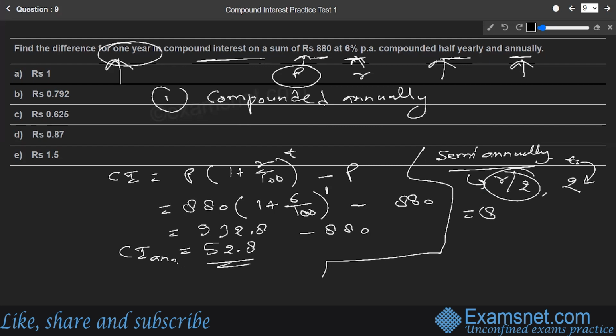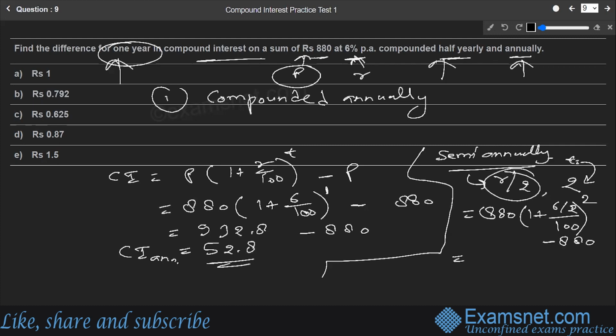Principal value is 880 again. 1 plus rate will be halved. Initially the rate was 6%. For half yearly it will be 6 by 2, that is 3 will be taken, divided by 100 and power will be 2, as explained for the power situation, and minus principal, that is 880.